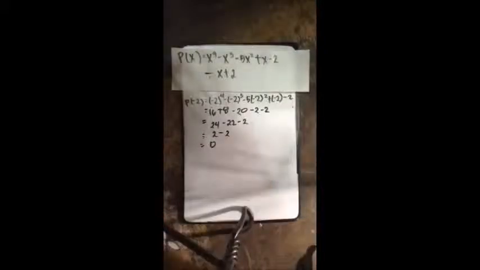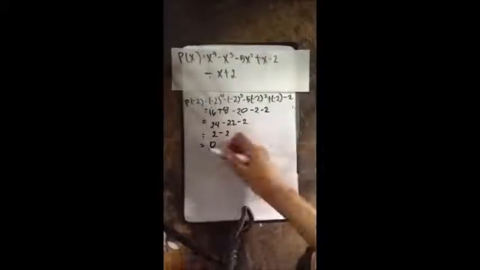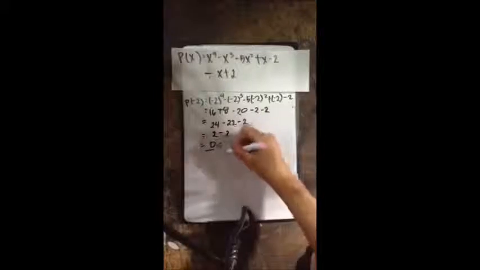So p(x) equals x raised to the fourth minus x cubed minus 5x squared plus x minus 2 divided by x plus 2 is 0, which means it's factorable.